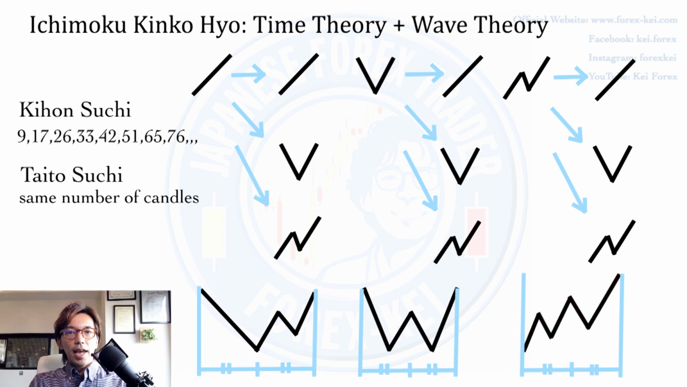And remember, the number of candlesticks can be anything in Kihon Suchi, like 9 or 17 or 26, or it can be with any number of candles. But either way, the number of first half and the number of second half candles can be the same, or similar, and it's called Taito Suchi, as I mentioned in the previous video, part 4.